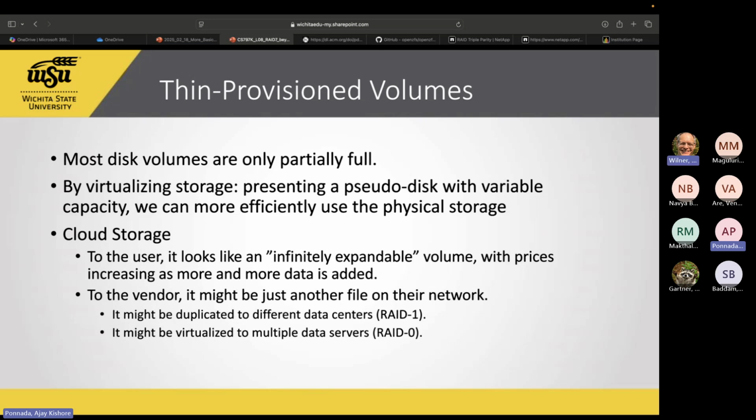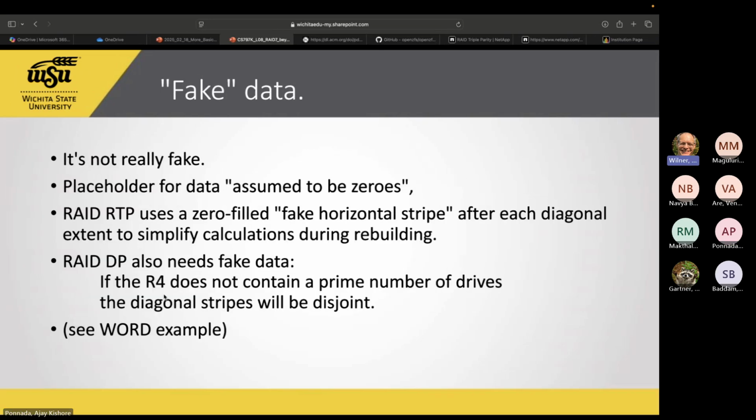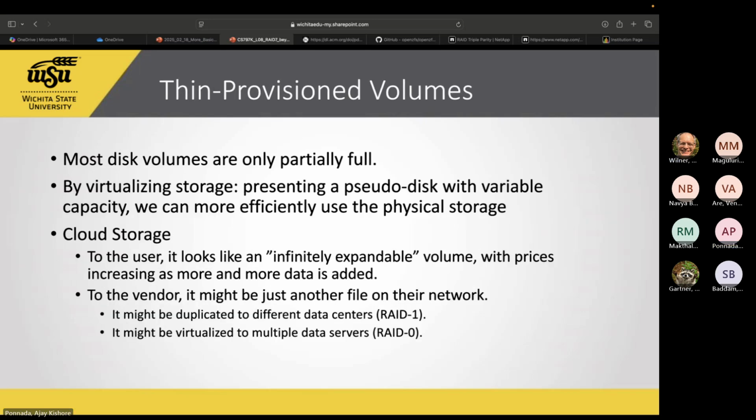Okay. So I did have one thing to mention though. You reminded me that I did have a Word document showing what happens if you don't use the fake data drive with the RAID DP. I will post that on Blackboard, so people can find that. We'll post it under the content so you can see it when you're looking at the PPT.